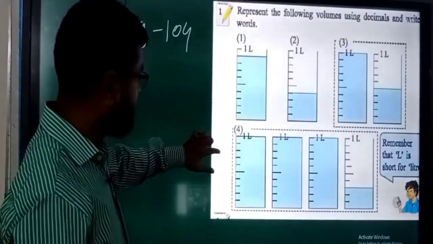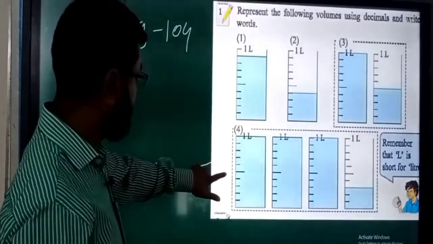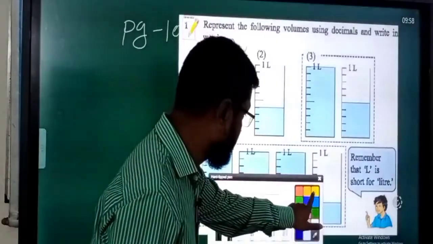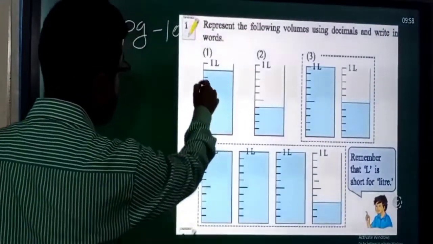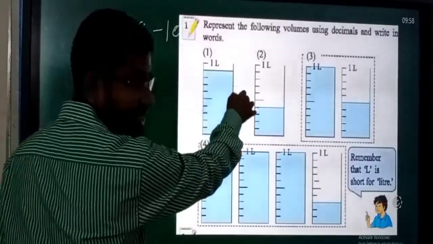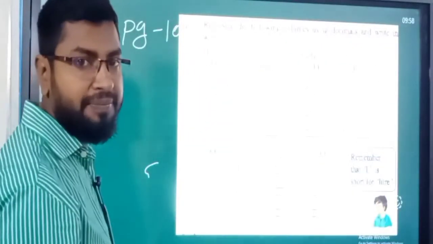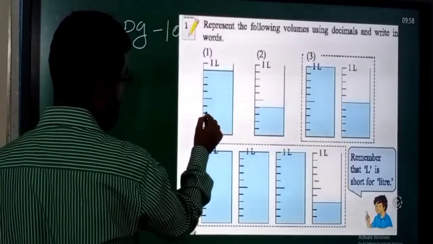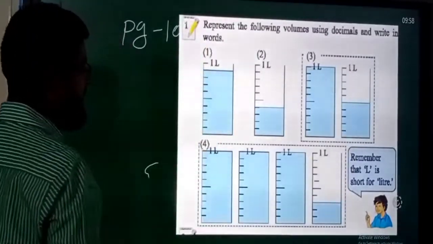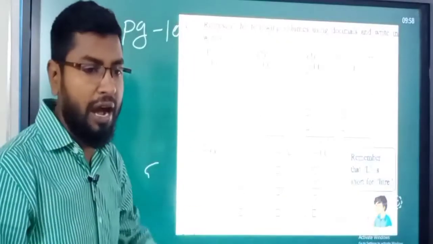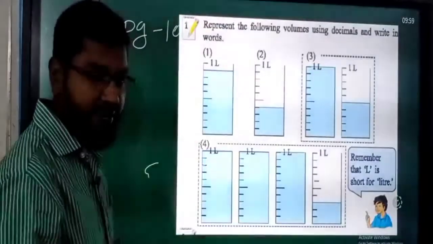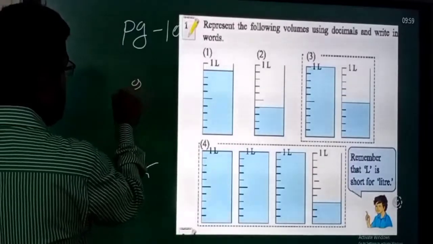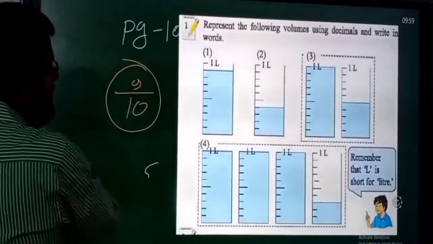See this figure. Number 1 is the 1 liter jar. Can you see in your book the 1 liter jar? Yes, you can see. There are 1, 2, 3, 4, 5, 6, 7, 8, 9, 10. The total parts are 10. Among them, how many parts are water? Yes, you are right. It is 9 by 10 part water.